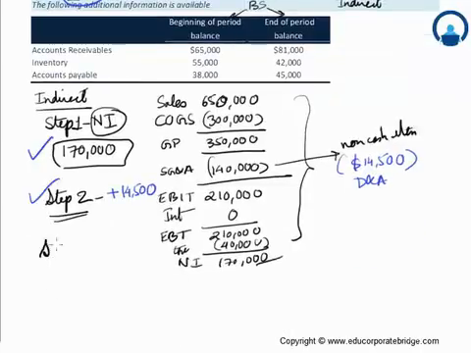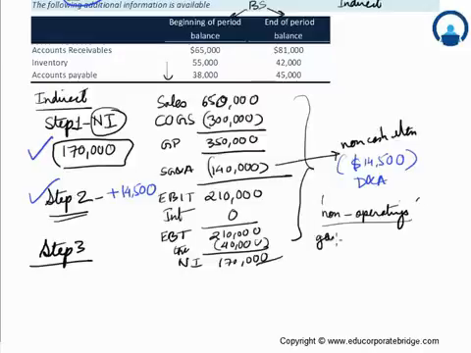So step 3 essentially meant that you look at your income statement and see if there are any non-operating items. You remember non-operating items like gain on sale of land, because sale of land is not an operating activity, it's an investment activity. So there are no non-operating items included in the income statement. So step 3, the addition or deletion would be 0.